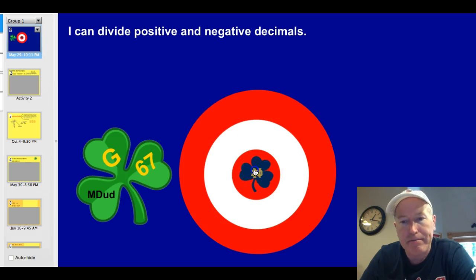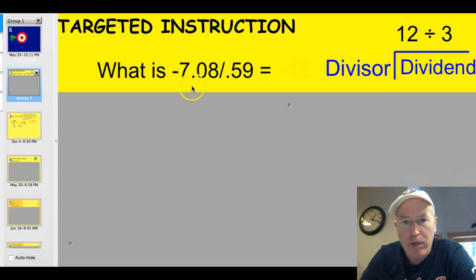Let's do this thing. Alright, so here's our problem. We have a negative 7.08. We're going to divide it, remember that means division, by 0.59. There are a number of challenges here. Sometimes when you have to divide things like this without a calculator, you're not even sure which one goes in the house and which one goes out of the house.